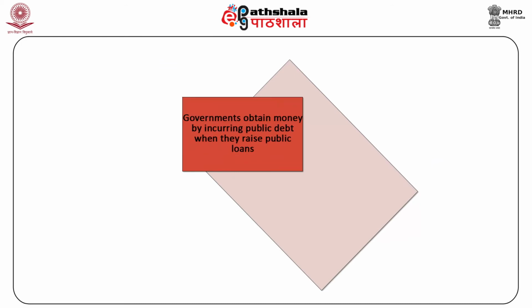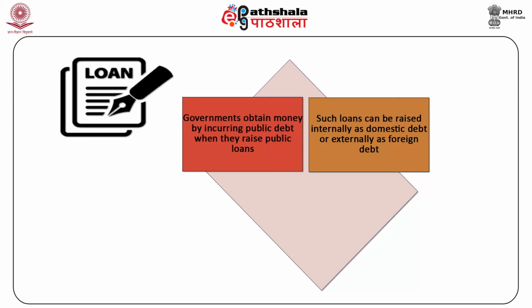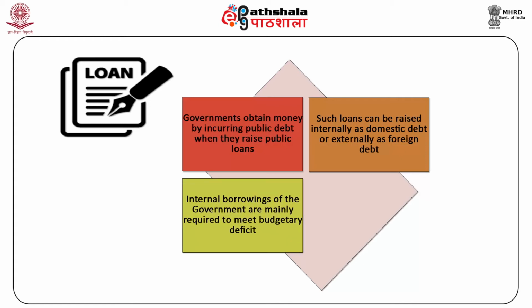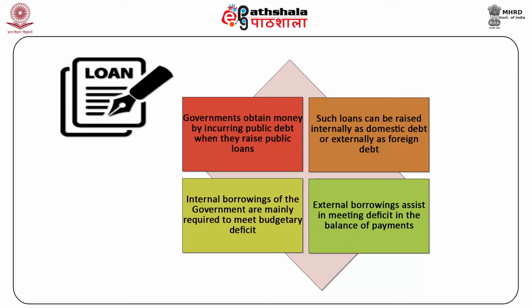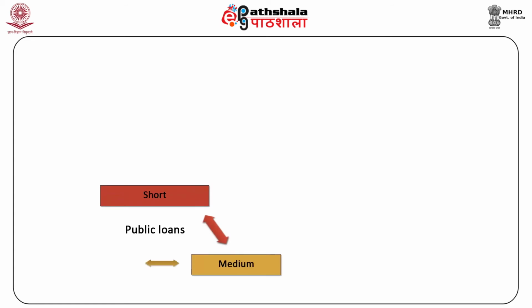Debt reforms. Governments obtain money by incurring public debt when they raise public loans. Such loans can be raised internally as domestic debts or externally as foreign debts. Internal borrowings of the government are mainly required to meet budgetary deficits. External borrowing assists in meeting the deficit in the balance of payments. The public loans may be raised for short, medium, or long terms to meet an economy's requirements of development.